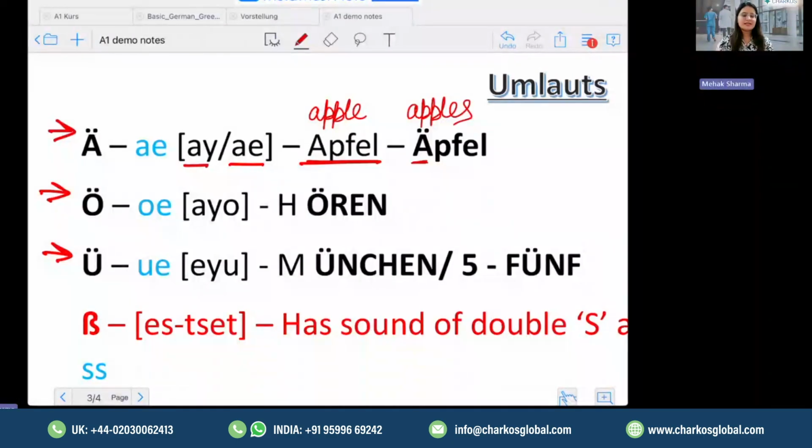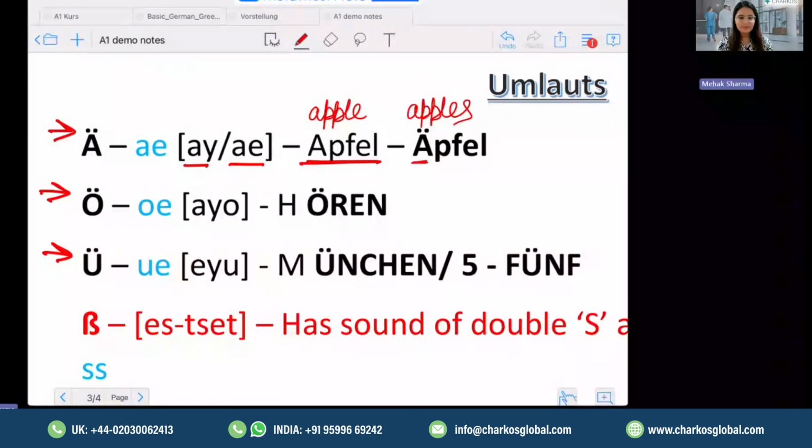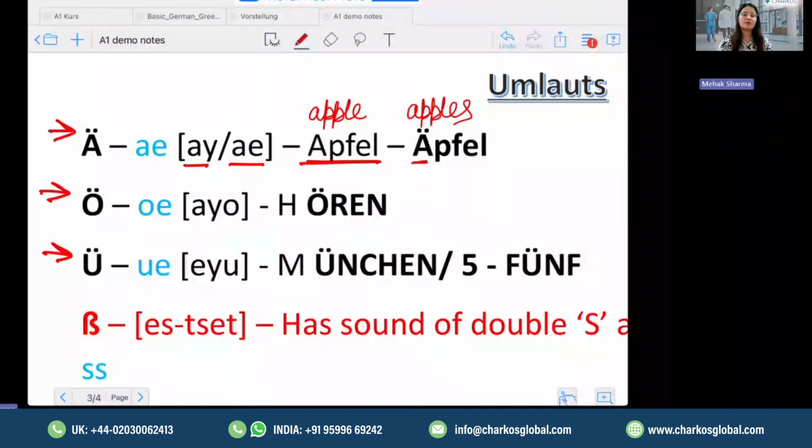So next is O umlaut. Now O is O, but when you put umlaut over it, it changes to air. I absolutely agree. It may sound a little bit challenging, but it will come with time. We will definitely see a lot of words in which we will be using these umlaut, so don't worry about it. Just repeat after me and practice will make you perfect, as you know.